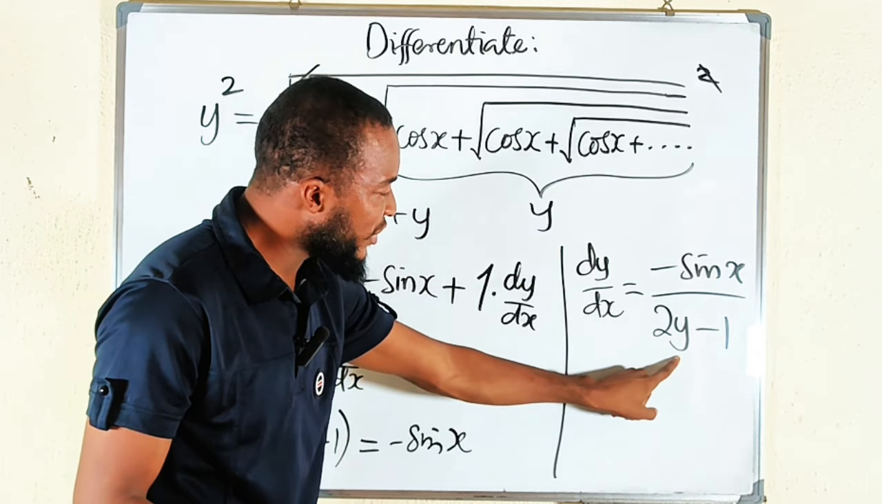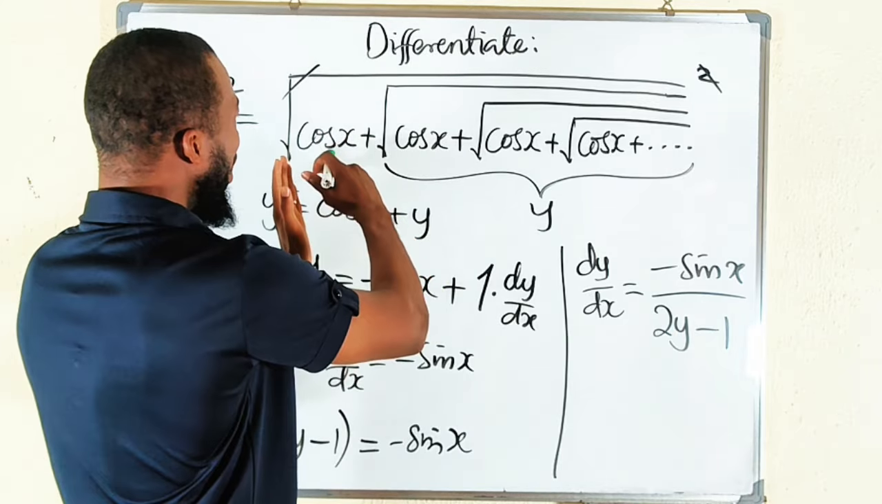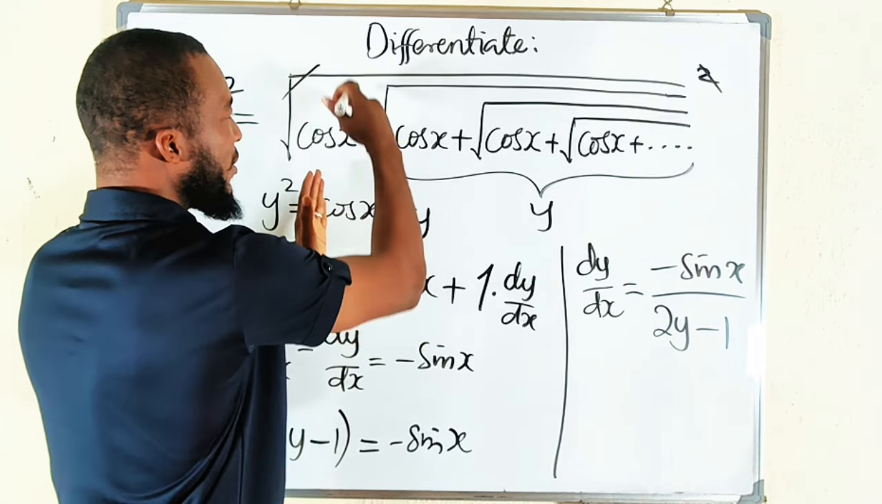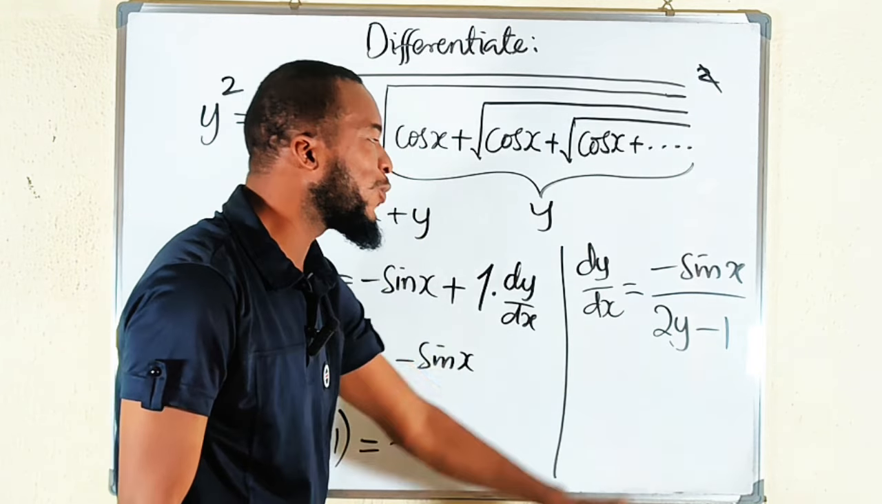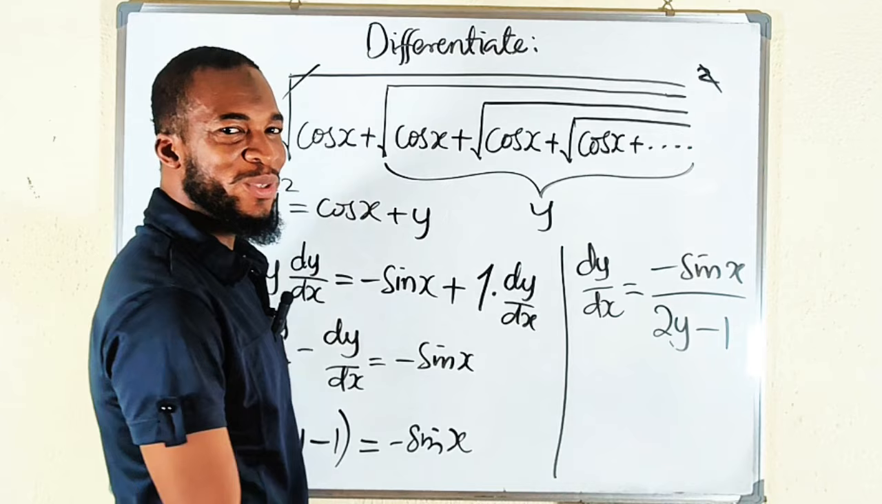It's supposed to be 2 times the whole of the square root of cosine x plus square root of cosine x plus square root of cosine x. That is our y, then minus 1. Yes, simple as that.